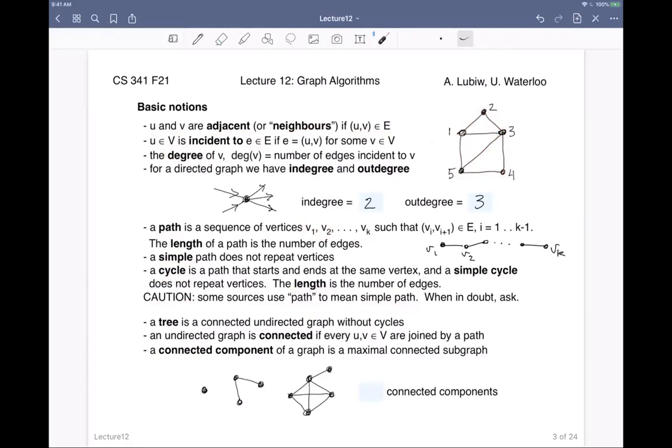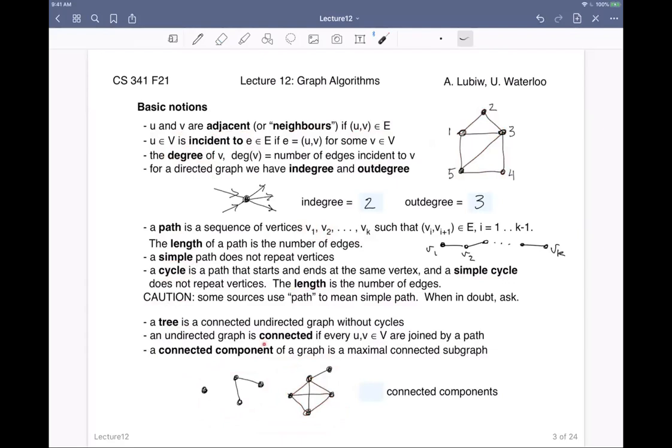Okay, 3 more things here. A tree is a connected, undirected graph without cycles. So for example, this is a tree on 3 vertices. This, however, is not a tree because I have a cycle in it, right? And if I think of this as a whole graph here, that is not a tree because it's not connected. Or if I think of these 2, I don't have any cycles, but again, that is not a tree because it's not connected.